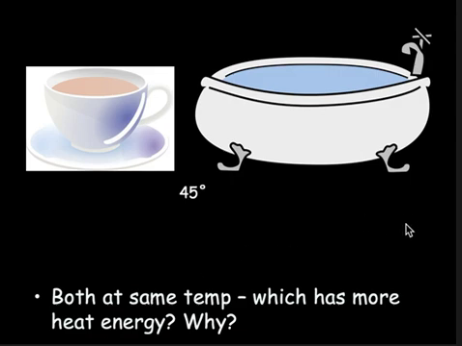Just to make sure that you have been listening, we've got a fairly lukewarm cup of tea, and we've got a bath, maybe actually quite a hot bath at 45 degrees. They're both at the same temperature. Which one's got the most heat energy though, and why? Have a little think. Okay, so yeah, it's the bath, isn't it? They're both at the same temperature, so the particles in these liquids can both be moving around at the same speeds, with the same amount of kinetic energy individually. But there are just so many more particles in the bath, so it's got a lot more heat energy.